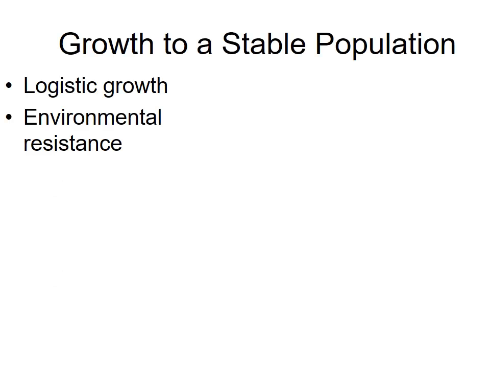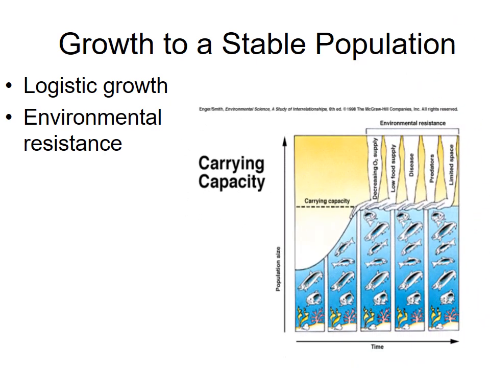So a growth to stable population is logistical growth, and that is all caused by environmental resistance or those carrying capacities. And you can see those right here, that environmental resistance: disease, predators, limited living space, low oxygen supply, low food supply, keeping those carrying capacities at their levels currently.